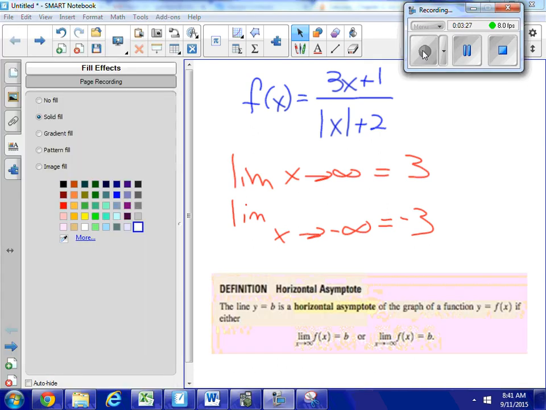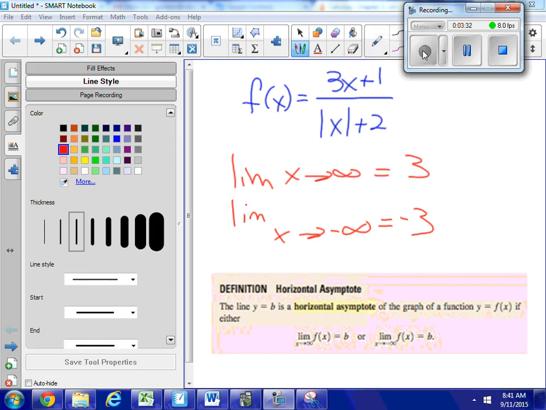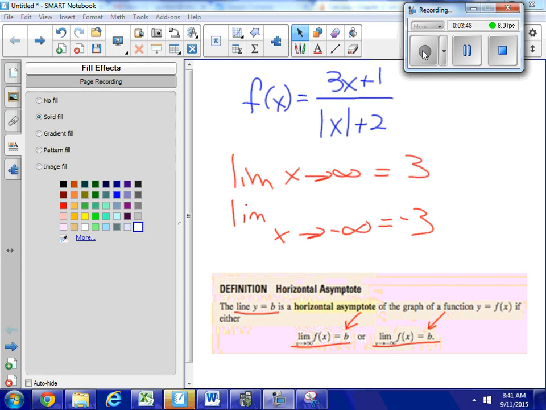And just so we remember, the definition of a horizontal asymptote: if I have a line that approaches a constant as x approaches infinity, or as x approaches negative infinity, if I have a line that is approaching a constant, which in this case we did, 3 and -3, that means that these are horizontal asymptotes.